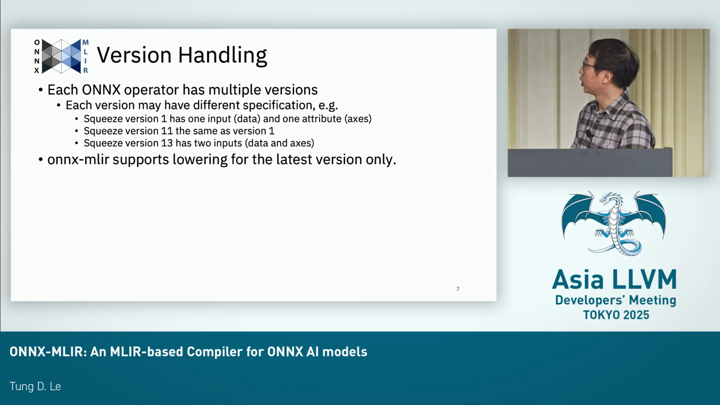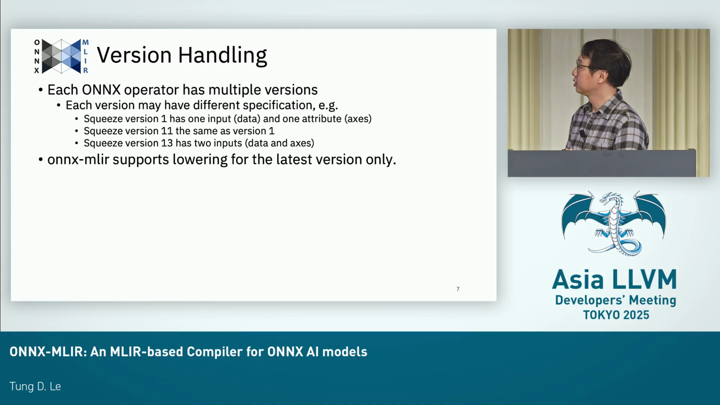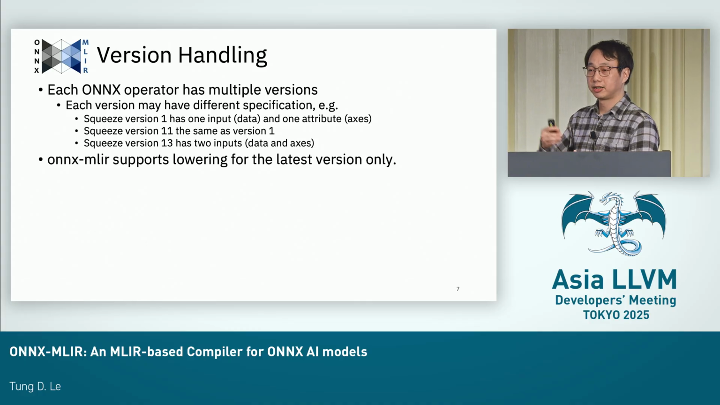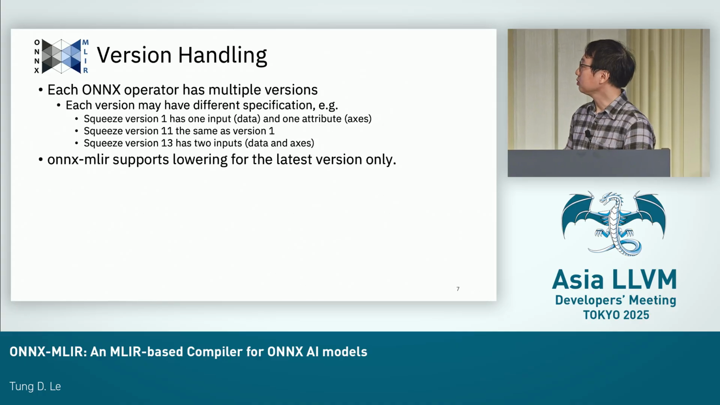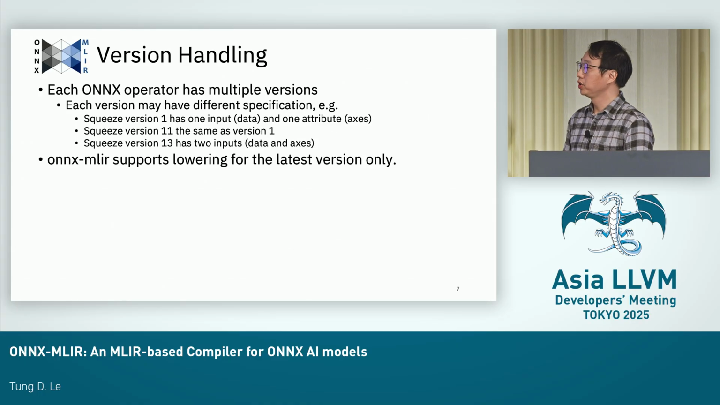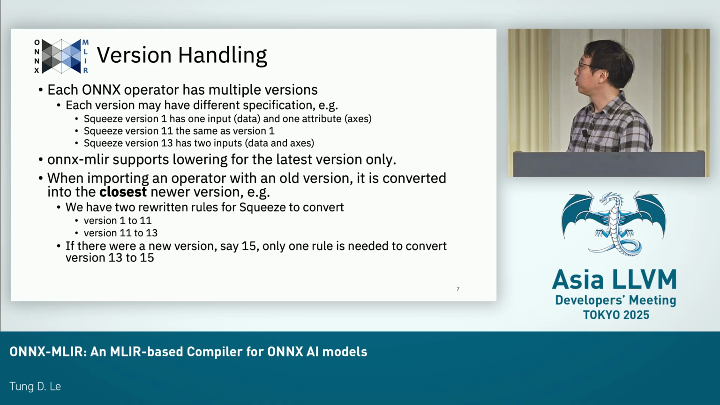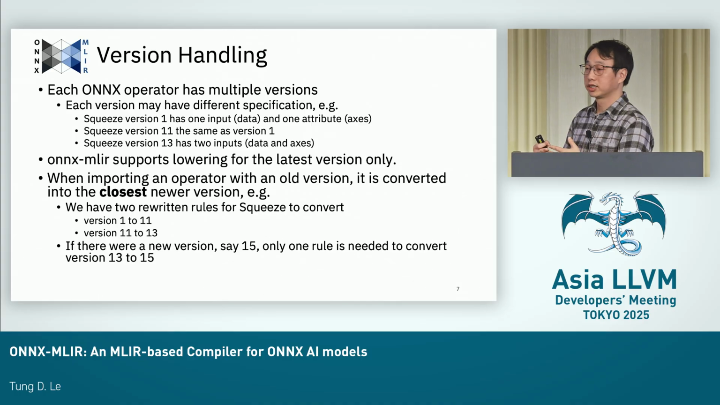Version 1 has one input, data, and one attribute. Version 11 is the same as version 1, but in version 13, the attribute now becomes an input. So it means that it is runtime information. So version 1 and 13 are quite different. And in ONNX-MLIR, we only support the lowering of the latest version only. So for the older versions, when we import them, we convert them to the closest newer version.